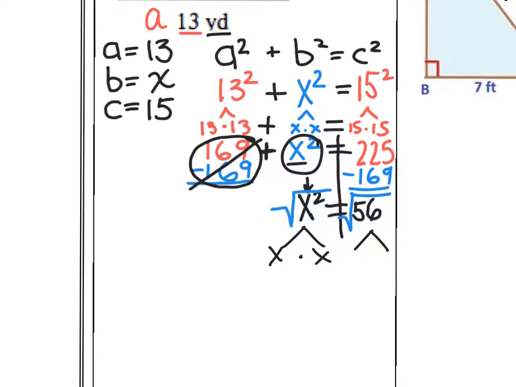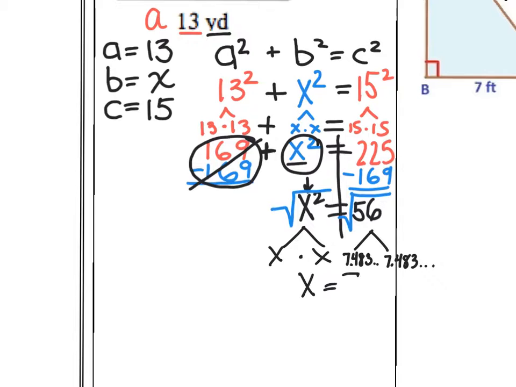Okay, so here's what I get. I get 7.4833. I could keep going. So I'm going to write that on my branches. It's obviously what we call an imperfect square root. So I have X equals.